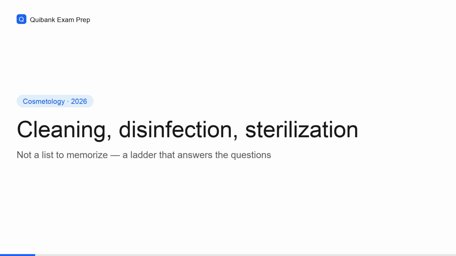Cleaning, disinfection, sterilization. Most students memorize those 3 words as a list, get them confused under exam pressure, and lose points they did not need to lose. They are not a list. They are a ladder, and once you understand what each rung actually kills, about a dozen separate exam rules stop being things you memorize and start being things you can work out.